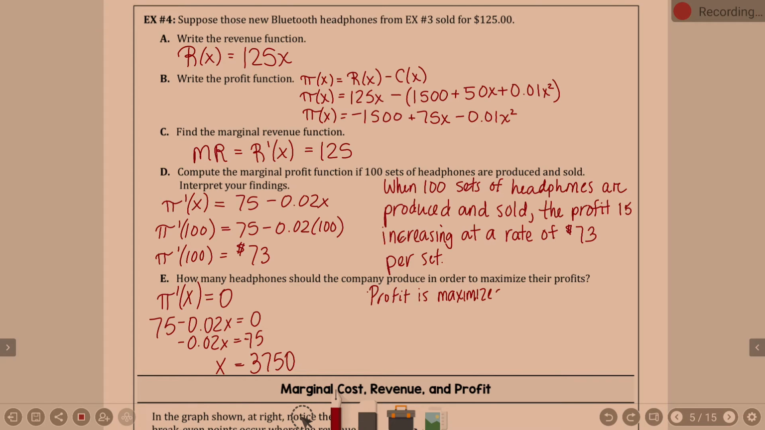So profit is maximized when pi prime of x equals 0. And the company should produce 3,750 sets of headphones, however you want to label.